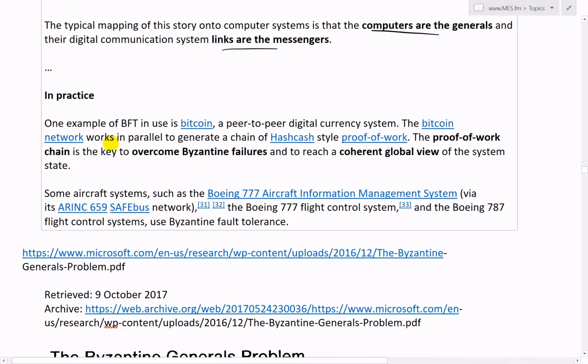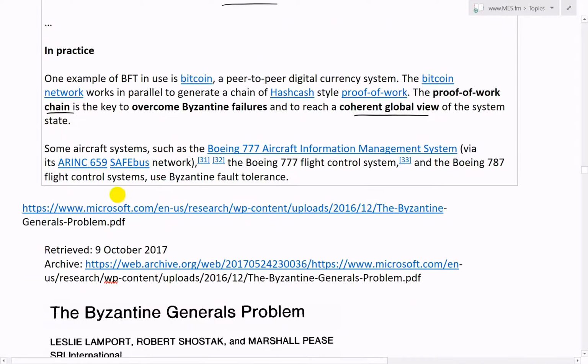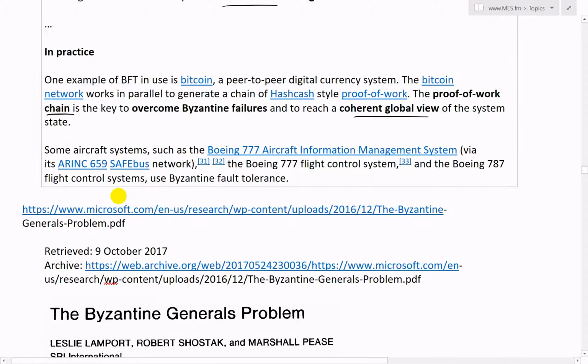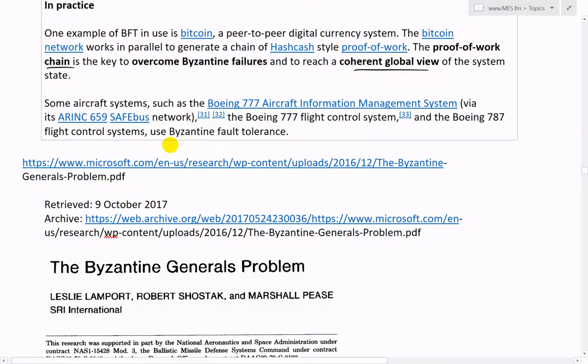Very, very fascinating. So in practice, one example of BFT, or Byzantine fault tolerance, in use is Bitcoin, a peer-to-peer digital currency system. The Bitcoin network works in parallel to generate a chain of Hashcash style proof of work. The proof of work chain is the key to overcome Byzantine failures and to reach a coherent global view of the system state, and that is where it has the longest blockchain. Basically by computers all working, or most of the CPU power working honestly, or just not being hacked.